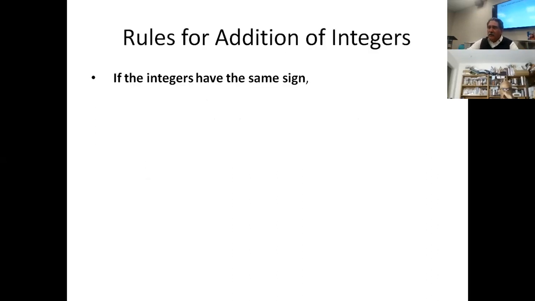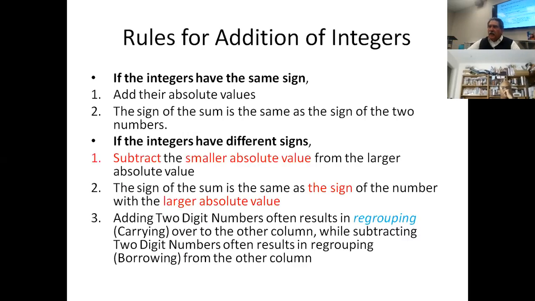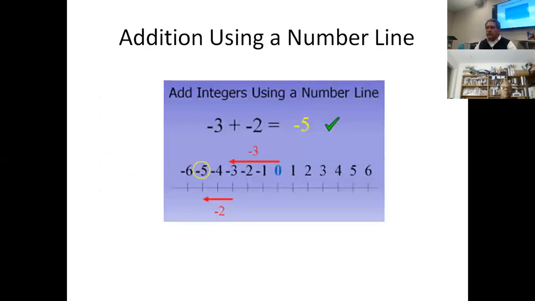Okay. Now, rules for addition of integers. Again, doing this is much easier than reading. If the integers have the same signs, just add their absolute values and put the sign, whether it's positive or negative. If they have different signs, then you subtract the smaller absolute value from the larger one and put the sign of the larger one. Now, sometimes when we add 2 digits, often we do regrouping. Let me show you an example that makes it much easier.